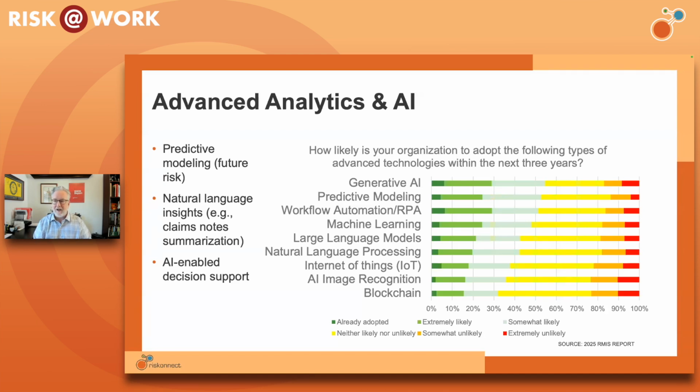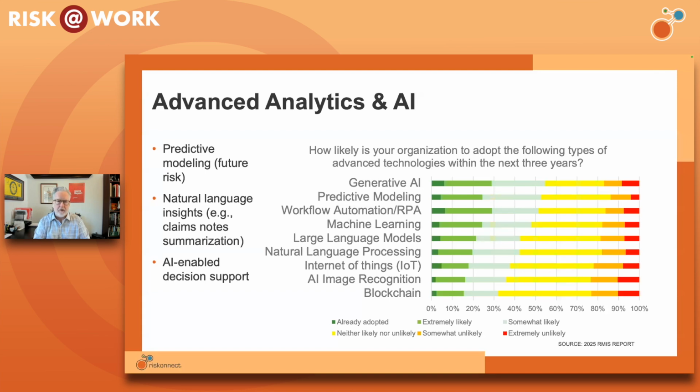It was one of those fast out of the gate. So second year on the chart, we didn't ask it before that because it really wasn't a thing 3 years ago, and it's now jumped to the top. At least that's the way this is sorted, by likely, already adopted, extremely, and somewhat likely. Those first three bars is the way this chart is designed, and it really shows that people see the opportunity with Gen AI.